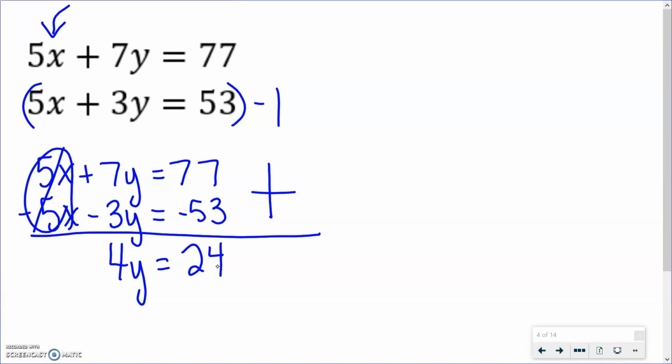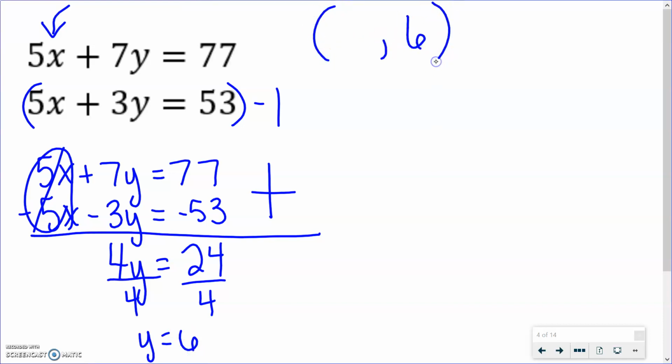Okay, so again, at this point, I only have one variable, and that's what I want, is to eliminate a variable. And so in this case, I only have y's left, and that is exactly what I want to happen. Now I'm going to divide by 4 to figure out what y is, and I get y is equal to 6. So here we go. I know my y part of my point is 6.